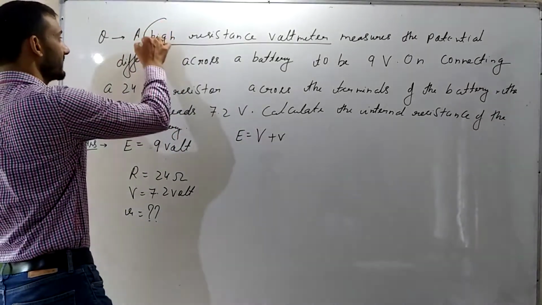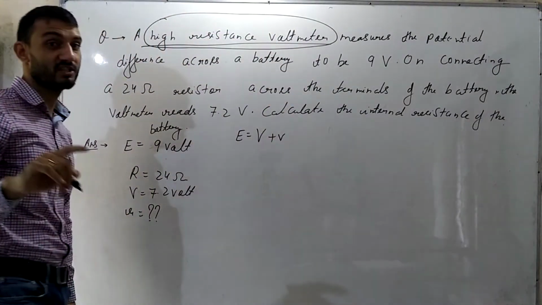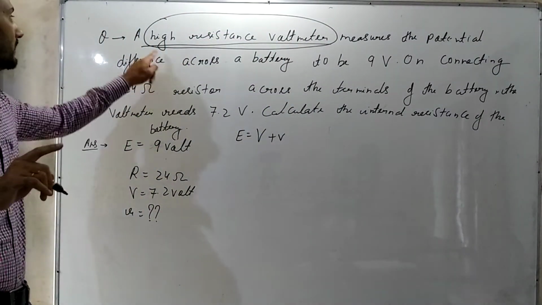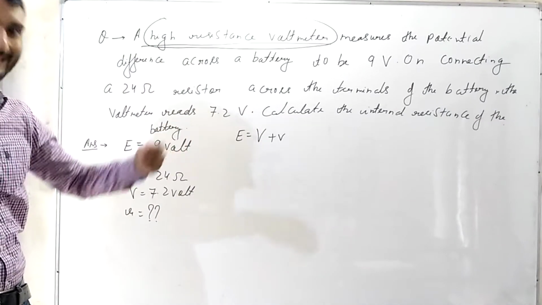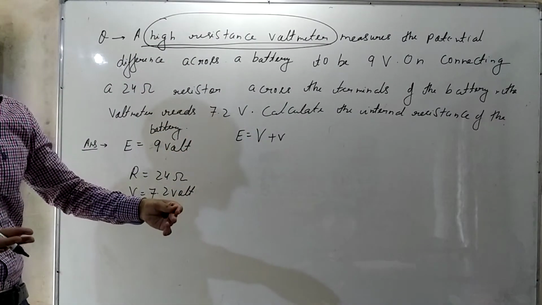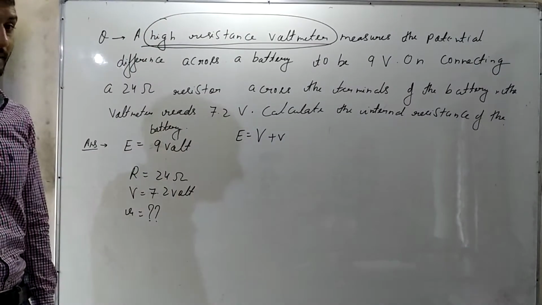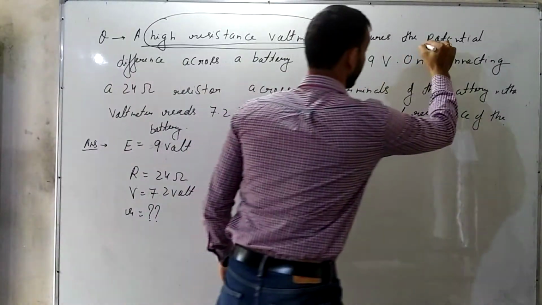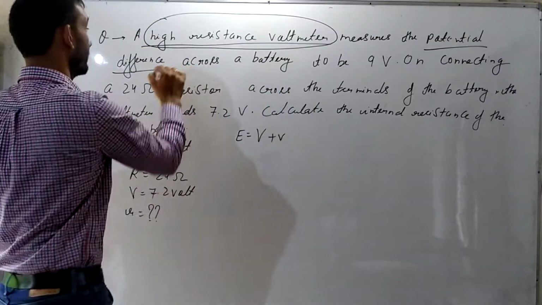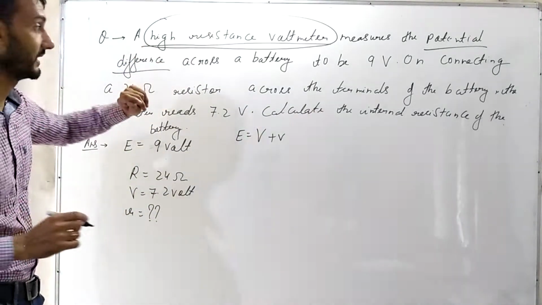So if the resistance of the voltmeter is high, and voltmeter is a device which measures the potential difference, it will not take any current from the cell whatsoever because it has high resistance. So it will not allow current to pass through it. Measures the potential difference. Now this word is written potential difference, but I made myself clear that a high resistance means no current is taken.